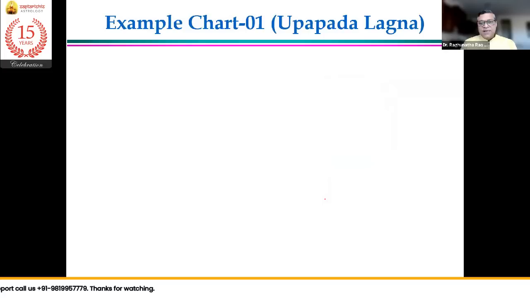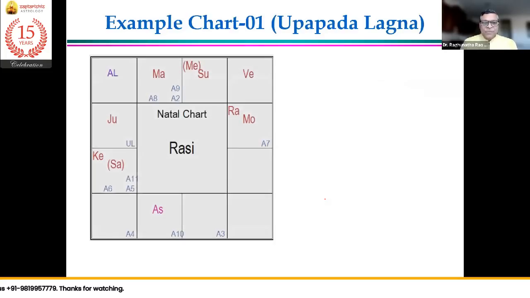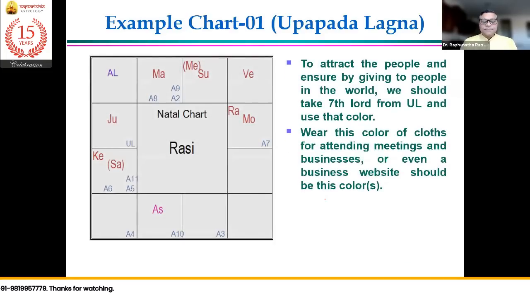So now let's see some examples, see how we apply this. Then we'll take a break after this, okay? This is an example chart. If you look at this, to attract people and ensure by giving to people in the world. Remember, any colors we are giving to the outside world, giving away, right? We should take the 7th lord from Upapada Lagna and use that color. Very simple. Why Upapada Lagna? Because that is where you're interacting with your society and people and system.